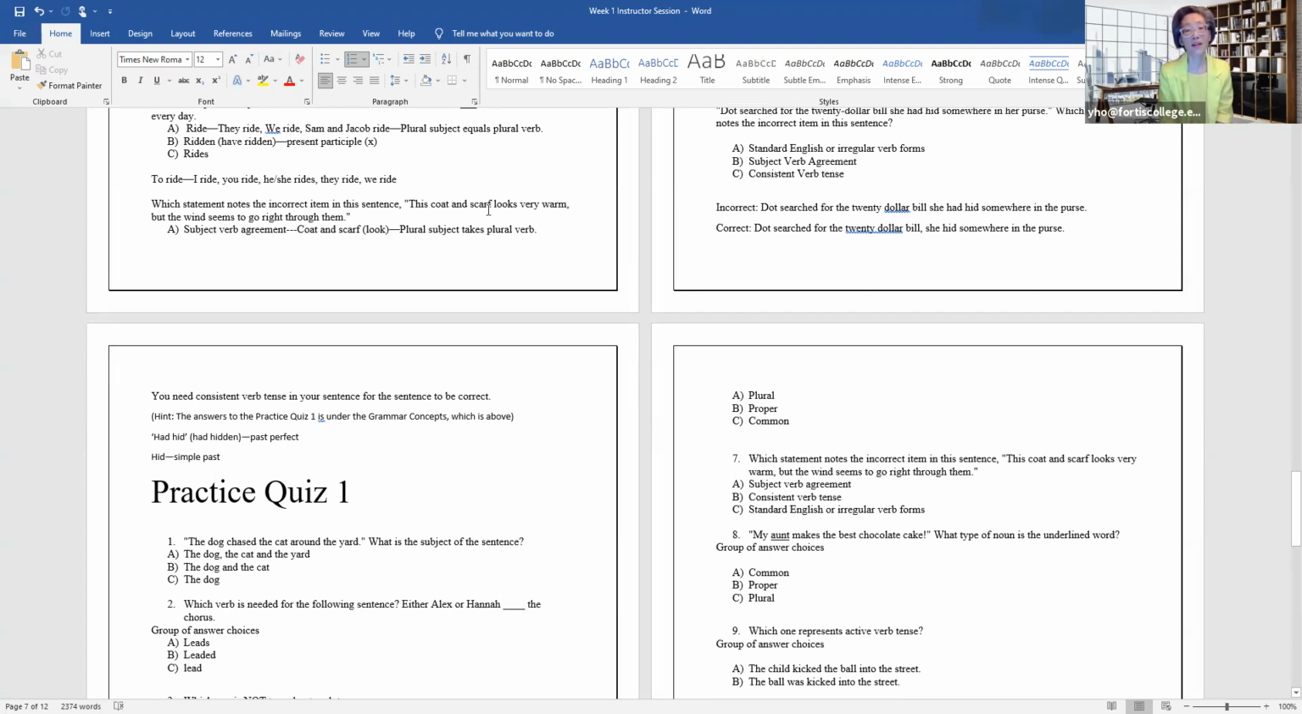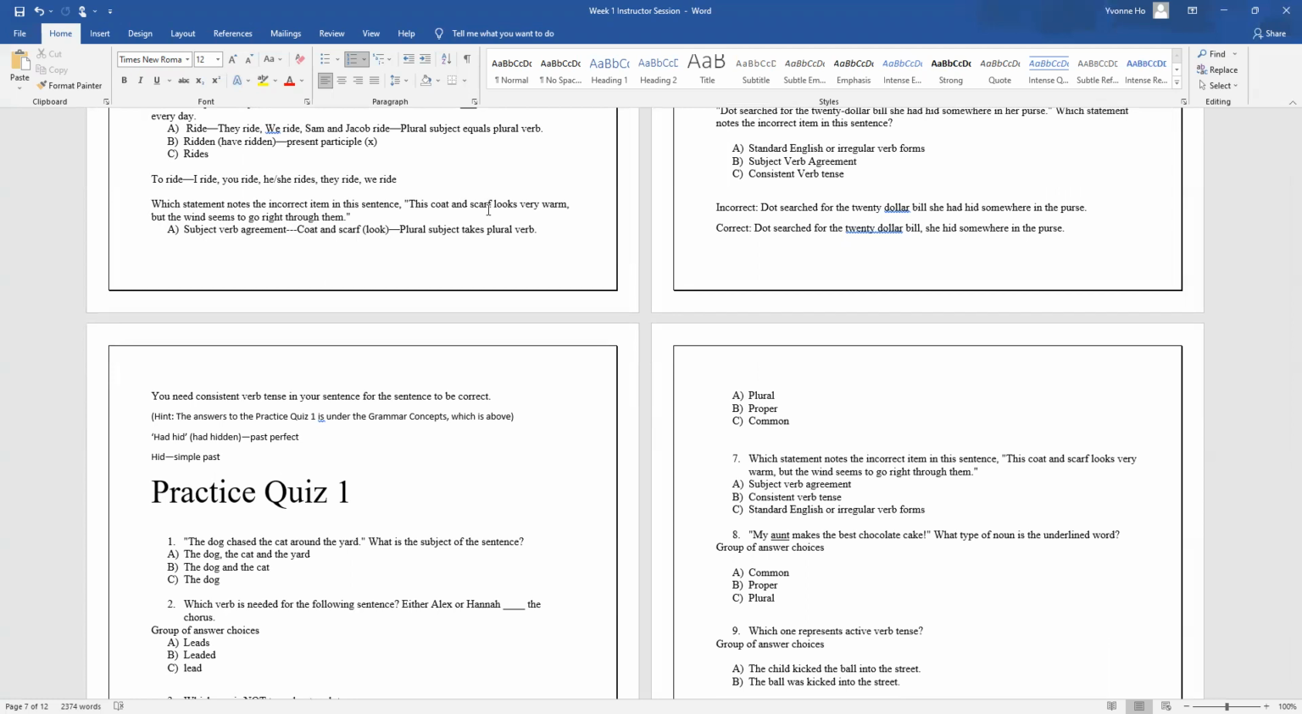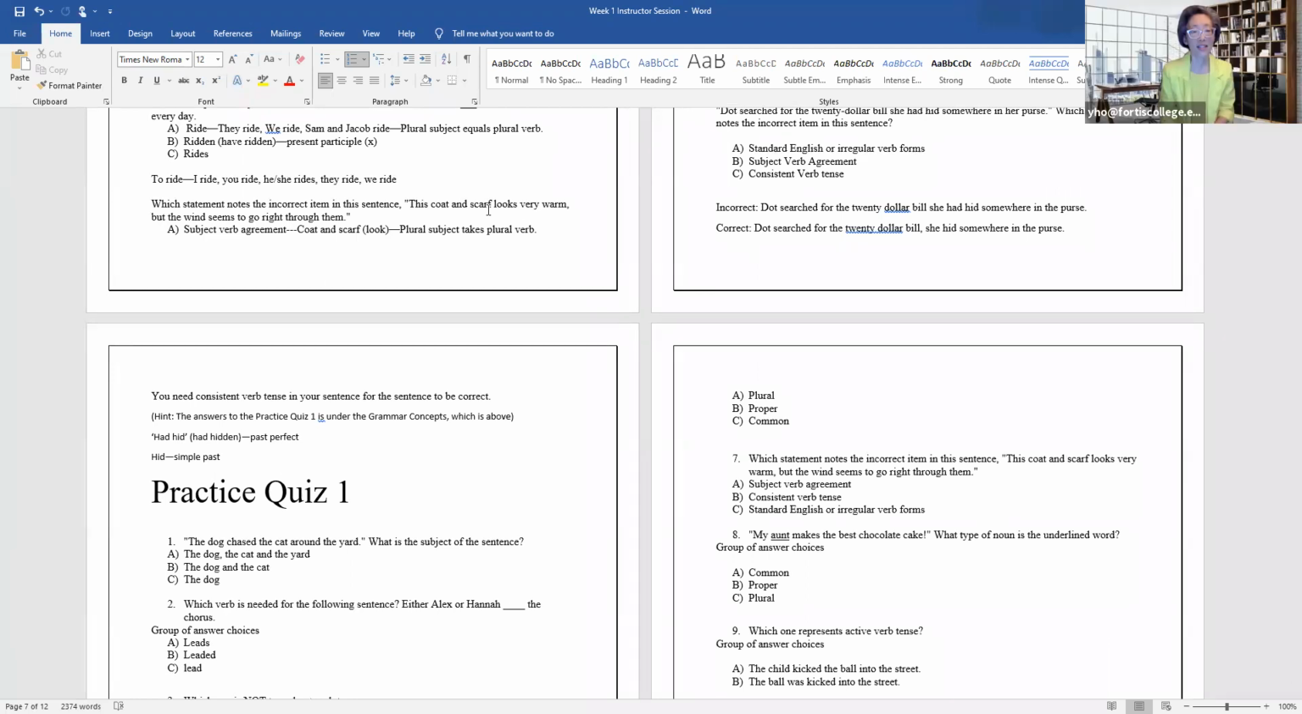Even though it's written out there. Andy, what's wrong with that sentence? Look. It should be "look." Yes, correct. Here you have the subject. On your quiz, they're going to ask, is the error subject-verb agreement, verb tense, or something else? You're going to see it down there. So which statement shows the incorrect item? Here it's supposed to be that this coat and scarf, which is a compound subject, look very warm.